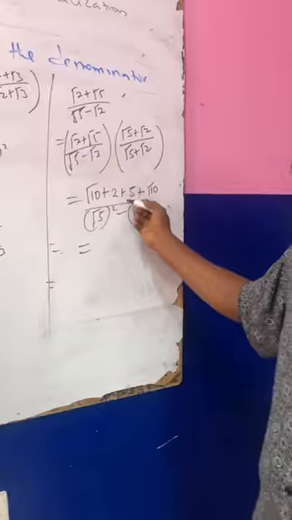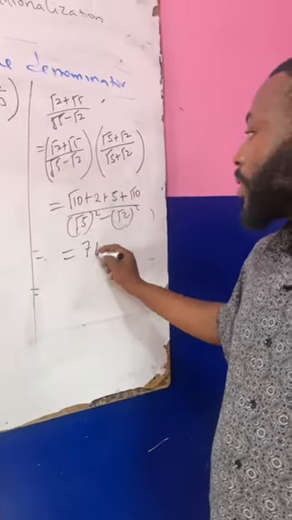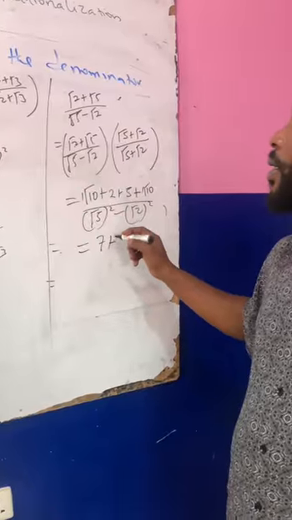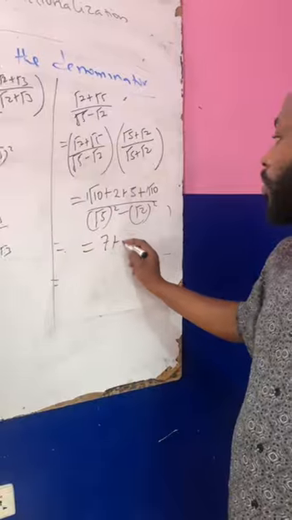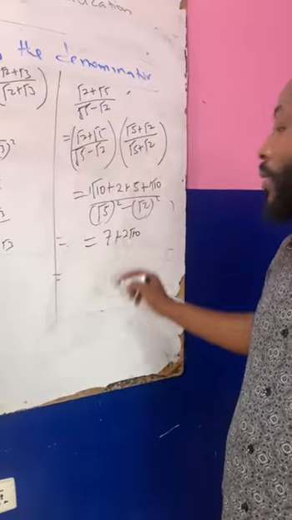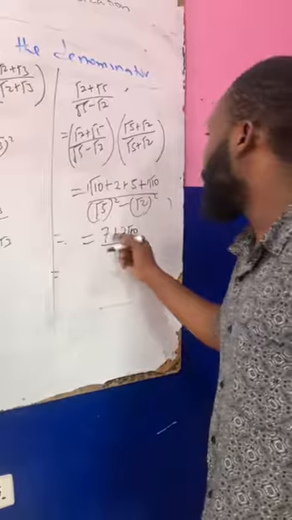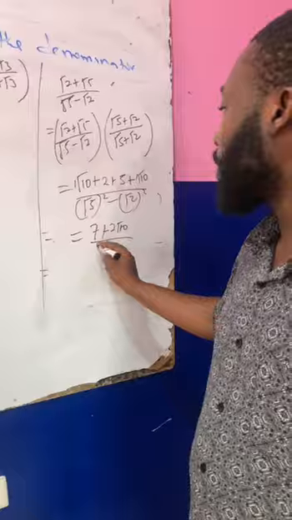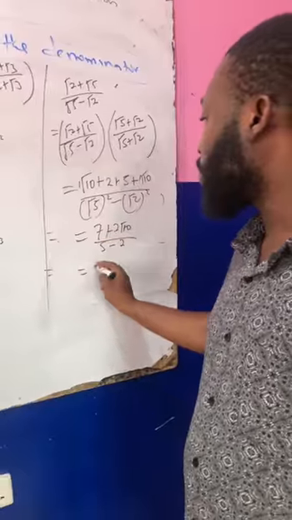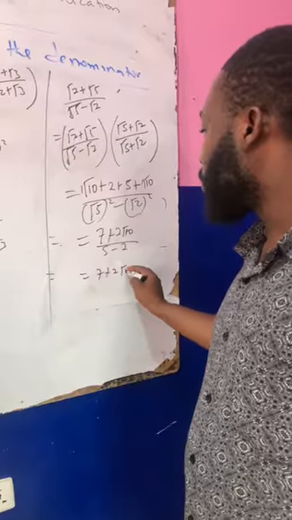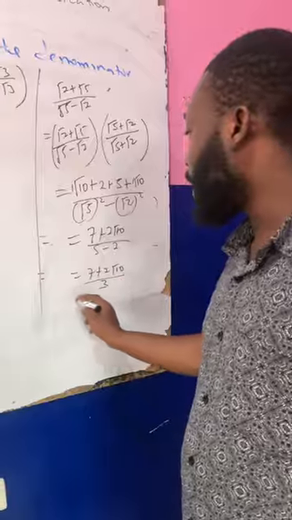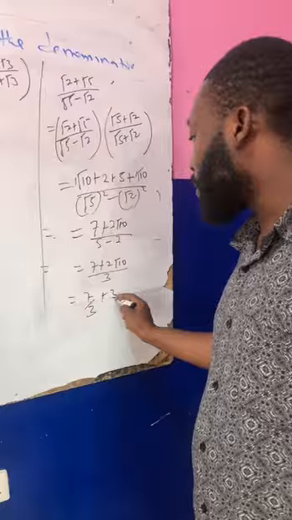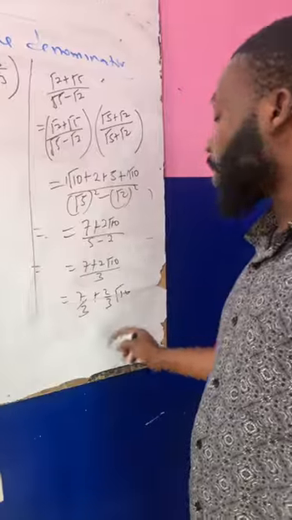We can add the integers. 2 plus 5 will give us 7, plus, remember this is a coefficient of 1, this is a coefficient of 1, so we have 1 plus 1 which will give us 2 root 10. All over, square root of 5 squared is 5, minus 2. So we are going to have 7 plus 2 root 10 all over 3. Now this can be written as 7 over 3 plus 2 over 3 root 10.